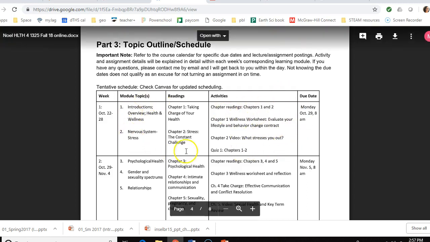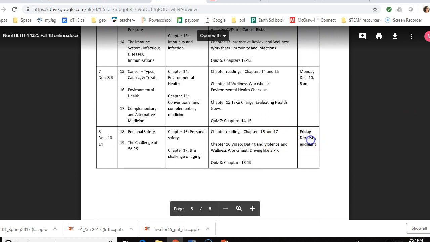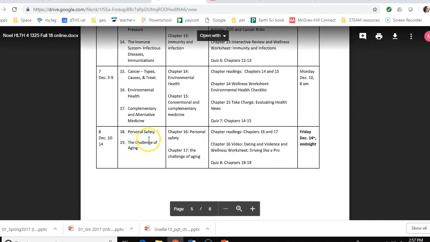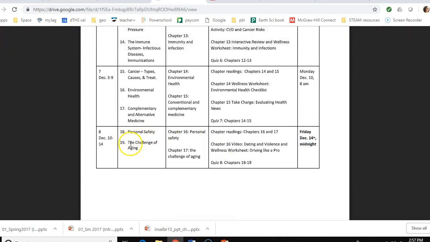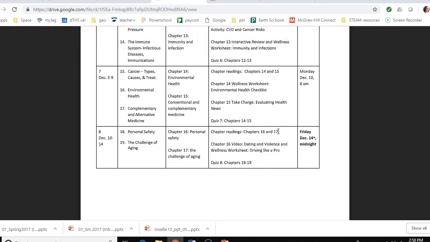Everything that's assigned this week will be due the following Monday at 8 a.m. So that's true for everything for the entire semester until the very last week, because everything is due by Friday at midnight, okay? So you don't have a lot this week, and like I said, we may not even get to chapter 19. We'll see. So this will be updated as we go through the semester, and you'll see it in the modules and on Canvas, what's assigned when. So you'll know exactly when things are due, you'll know exactly when it's graded. Everything will be nice and up to date.